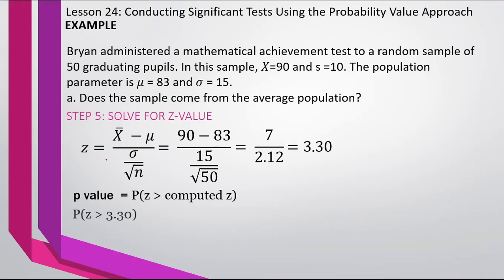So, sige, check natin. Ang p-value daw natin ay ang probability ng z that is greater than 3.3. So, medyo malaki yung 3.3. And we know, kapag medyo malaki yung ating z value, ang probability na lang niya ay, very good, sobrang liit na, which is equal to what? 0.5 minus 0.4999, which is equal to 0.0001. Napakaliit na. Okay? Very good.